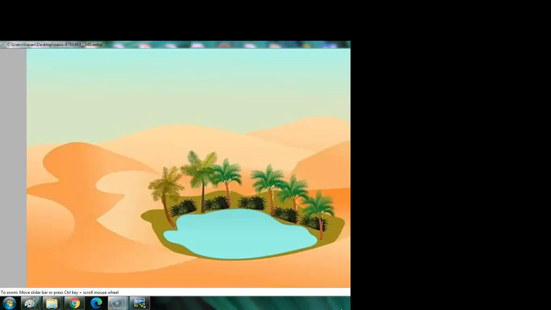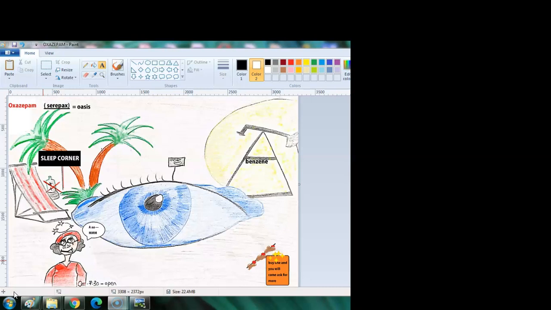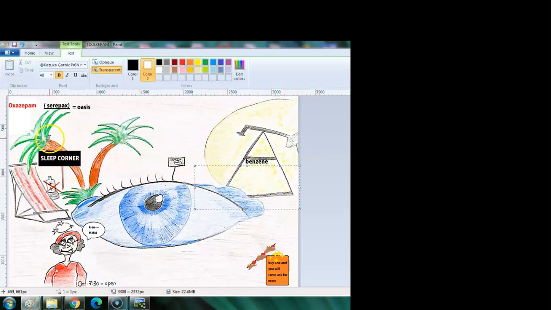And we will use an oasis to help us remember the information related to oxazepam. In this picture, you will see this oasis surrounded by petrol fields, and also there are lots of trees and places where you can sit and relax.